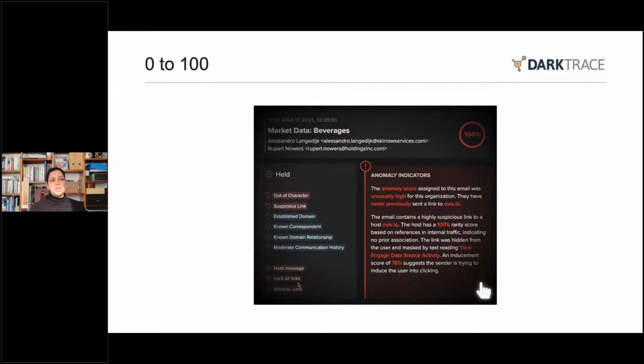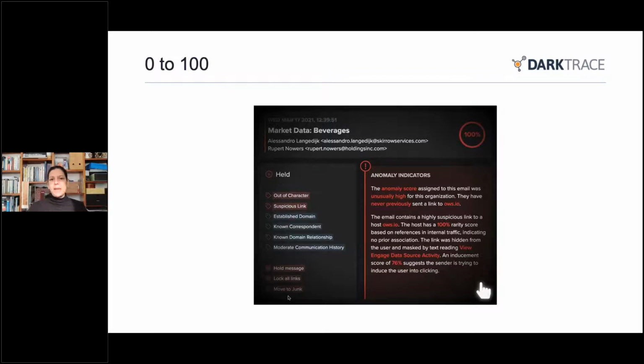But essentially, I'll just go through the summary view here. This was extraordinarily out of character. There was a suspicious link contained within the email. This is an established domain, so the AI has context. The known correspondence, again, the AI building on that contextual awareness and understanding of the history, the known domain relationship, the moderate communication history, all of that. Below here: hold message, lock all links, and move to junk. All of these things happen very quickly as the AI decided, actually, move to junk, lock the links.